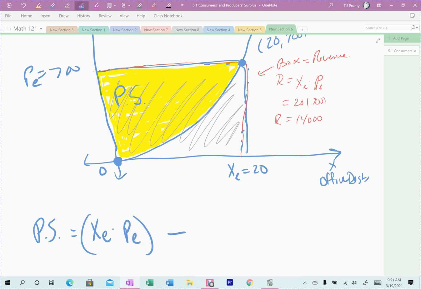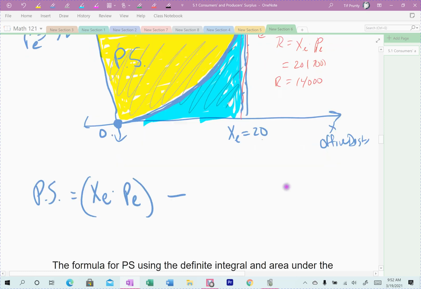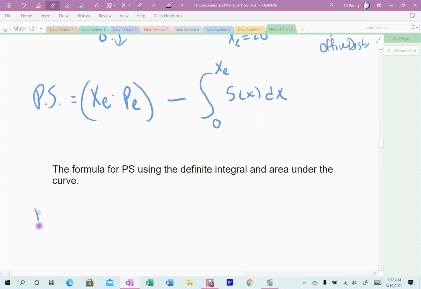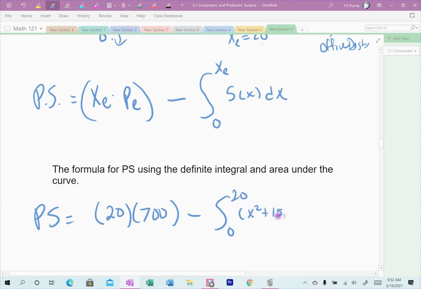Then you subtract the area below the curve, which I'm going to highlight in blue here. The blue would have been the amount that they would have settled for if they had produced fewer desks at a lower price. So you subtract that area, which is the area under the supply curve from 0 to the equilibrium point. I subtract the integral from 0 to the equilibrium point of my supply curve. That's the amount they would have settled for, a smaller amount than they actually got at equilibrium. For our example, the equilibrium quantity was 20 and the price was 700. We integrate from 0 to 20 of my supply function, x squared plus 15x dx.